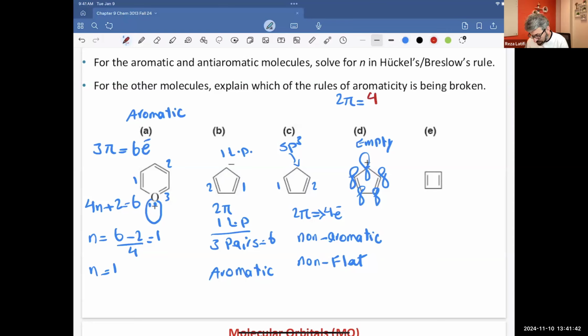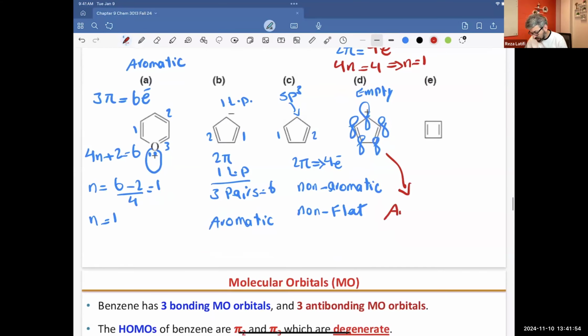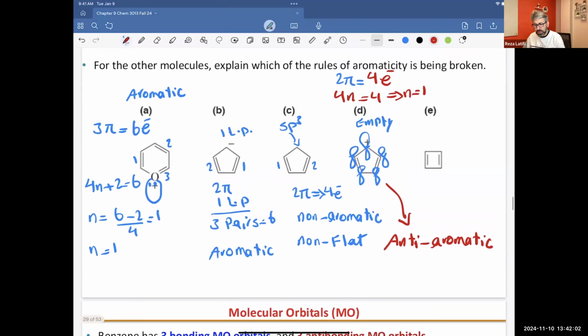How many electrons do we have? We have 4 electrons. So this system is following 4n, and n is going to be equal to 1. So this system, I'm going to call it anti. So D will be anti-aromatic.